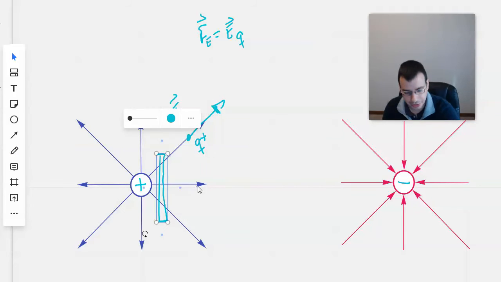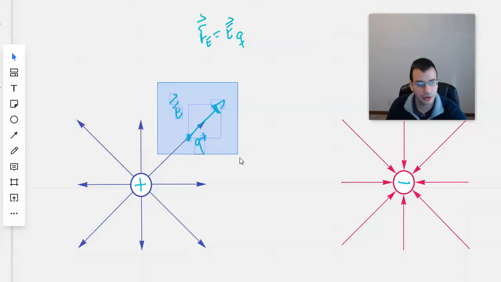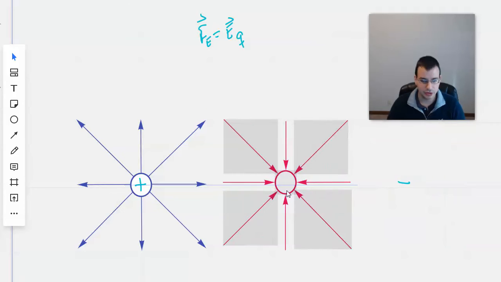So you've probably seen a picture of a dipole with electric fields. So you have something like a positive charge over here, negative charge over here, and let's move these closer.